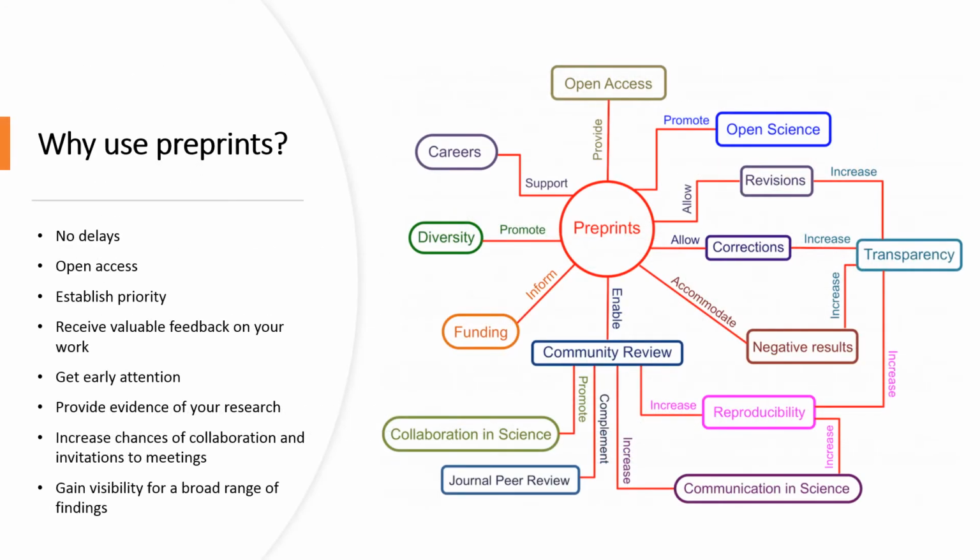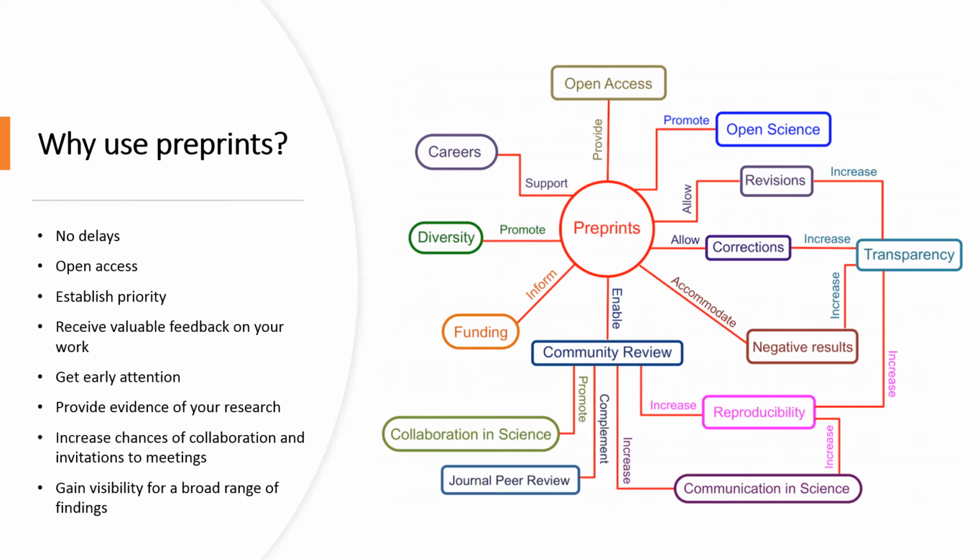Some of the benefits of publishing a preprint may include: no delays. The most obvious benefit of using preprints is that it removes the element of delay in the journal publication process, and others can benefit from your work immediately. Open access. Depositing your work in a preprint server is a great way to make your research freely available to all scientists across the world. This is also known as green open access.